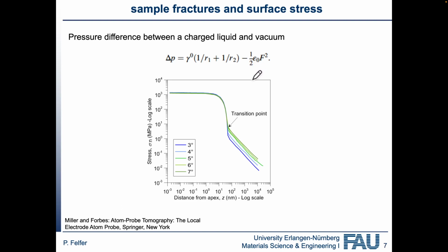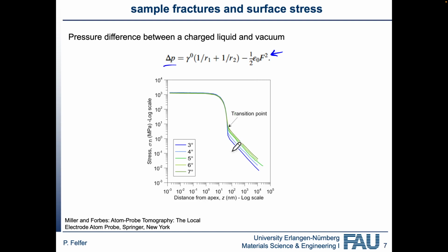If you have a pressure difference, if you have a liquid and a vacuum, and the reason why it's liquid is just because the derivation is there, we have a pressure difference if you take a round droplet, a pressure difference that is given, well, by the radius of the droplet and the field squared. And you can actually simulate the stress very easily as distance from the apex.